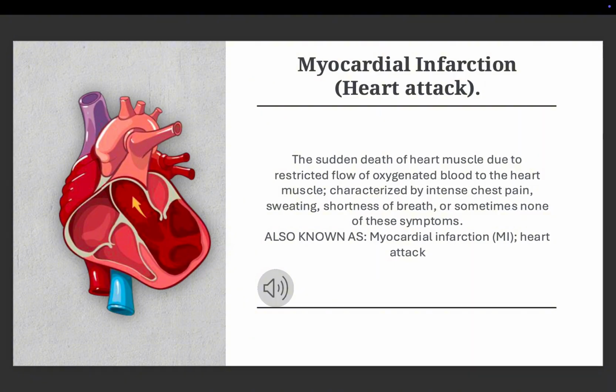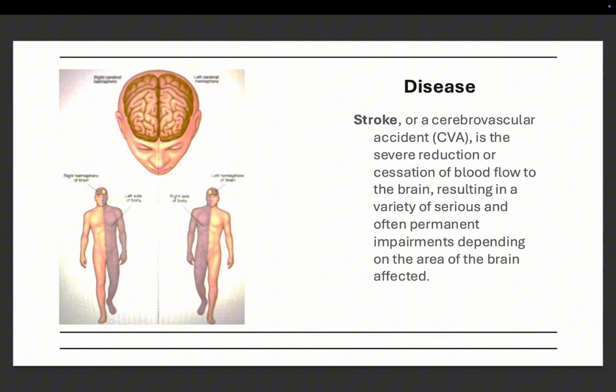And the second one that we'll be talking about is the stroke. What is stroke? Stroke, or a cerebrovascular accident, CVA, is the severe reduction or cessation of the blood flow to the brain, resulting in a variety of serious and often permanent impairments depending on the area of the brain that has been affected.